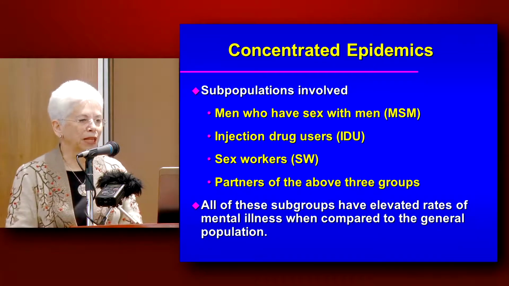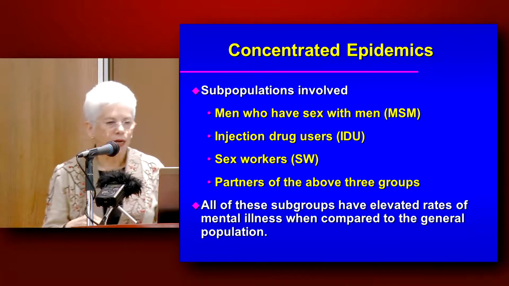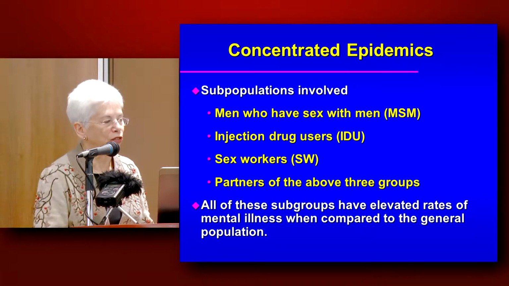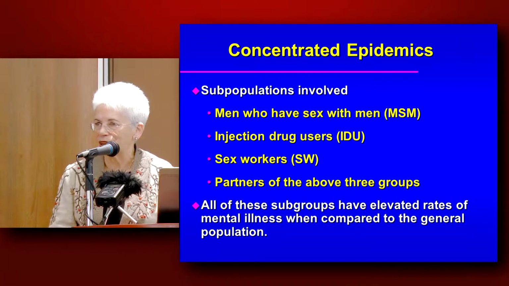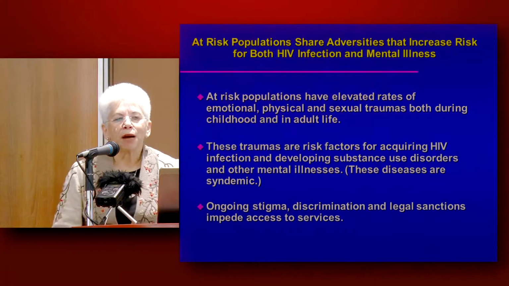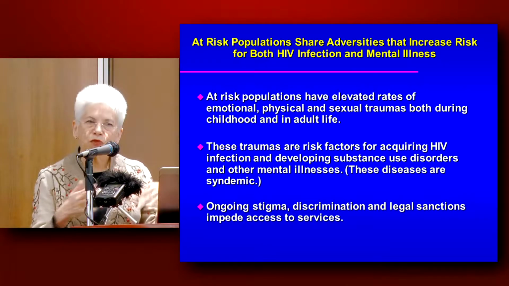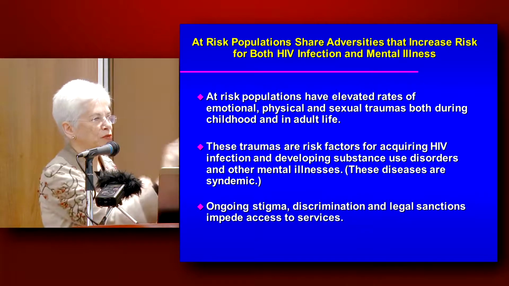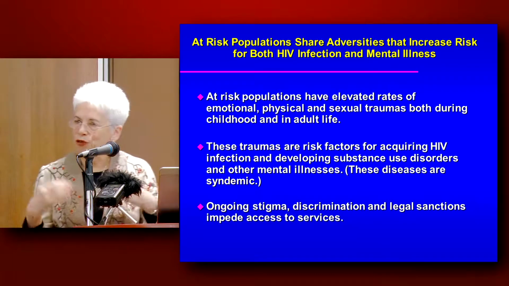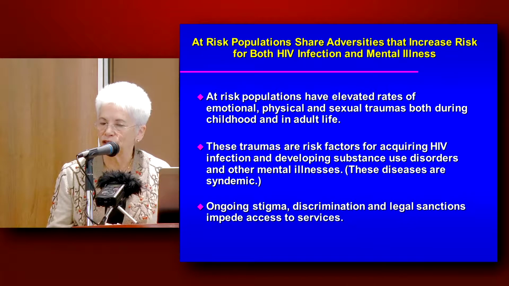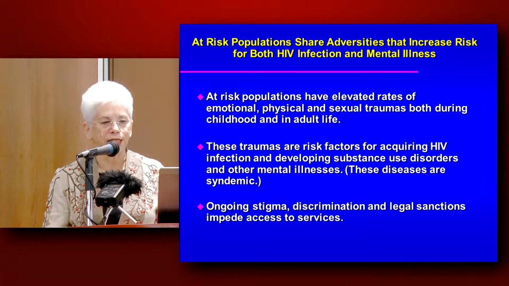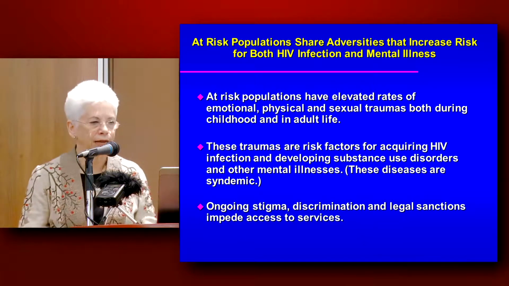So when we look at the subpopulations involved in the spread of HIV, it's men who have sex with men, injection drug users, sex workers, and partners of these groups. And all of these subgroups have elevated rates of mental illness. At-risk populations share adversities, and this is where my talk is very much in tune with what Claire Payne talked about earlier. That what you see when you look at this population is elevated rates of trauma. And that includes emotional, physical, and sexual traumas, both during childhood and in adult life.